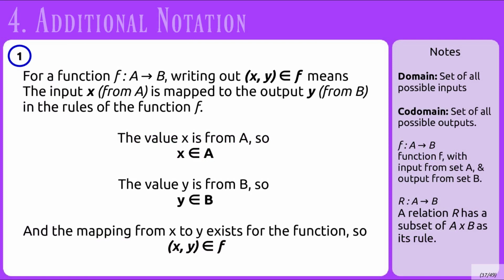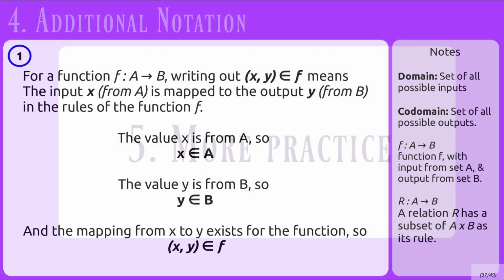For a function f from A to B, writing out the ordered pair xy in f means that the input x from A is mapped to the output y from B in the rules of the function f. So the value x is from A, we can write x is in A. The value y is from B, so we can write y is in B. And the mapping from x to y exists for the function, so we write that the pair xy is in f.